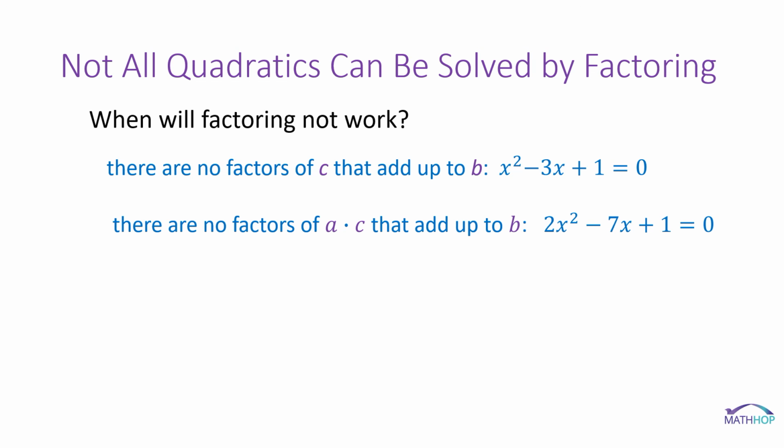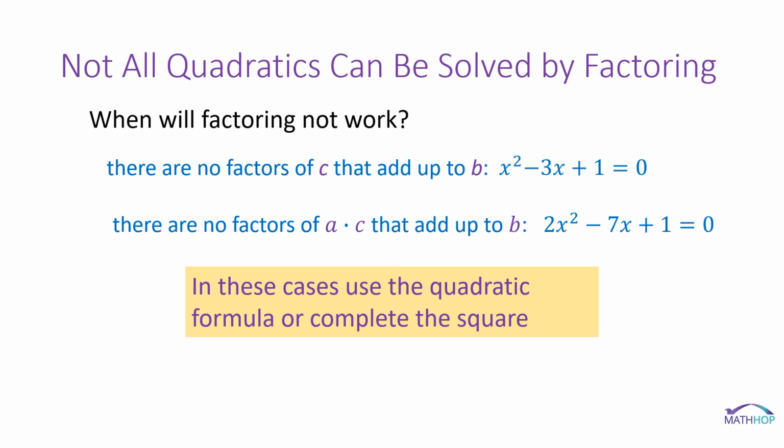You can also not factor if you have a leading coefficient that isn't 1, and there are no factors of a times c. Remember that rainbow? There are no factors of 2 times 1, which is 2, that add up to -7. Therefore, this expression cannot be factored, and this equation cannot be solved by factoring. In these cases, you are going to use the quadratic formula or completing the square. But good news for you, that's a lesson for another day.